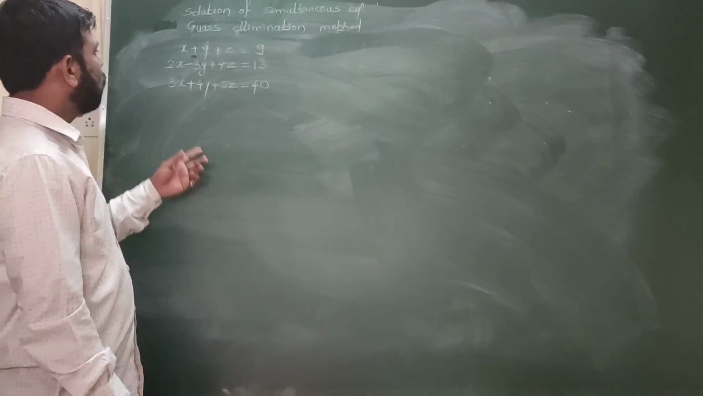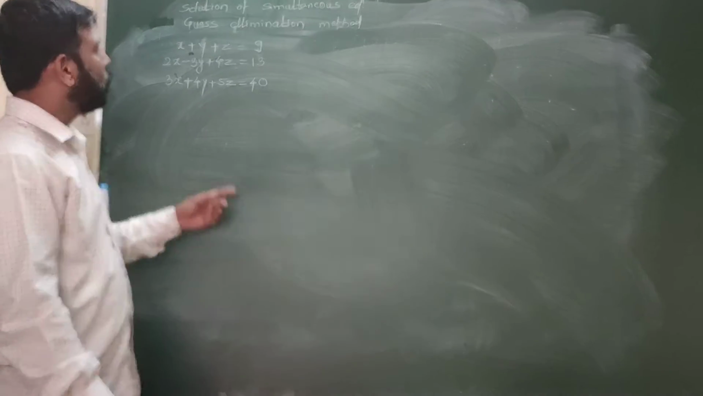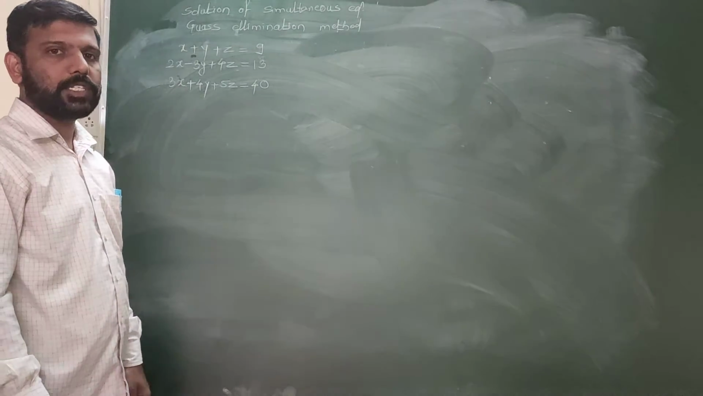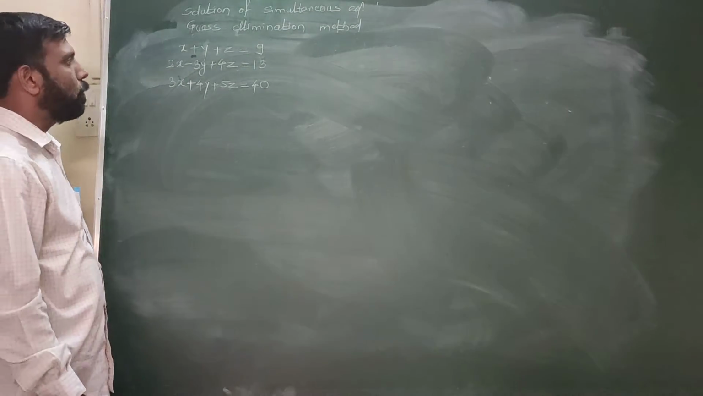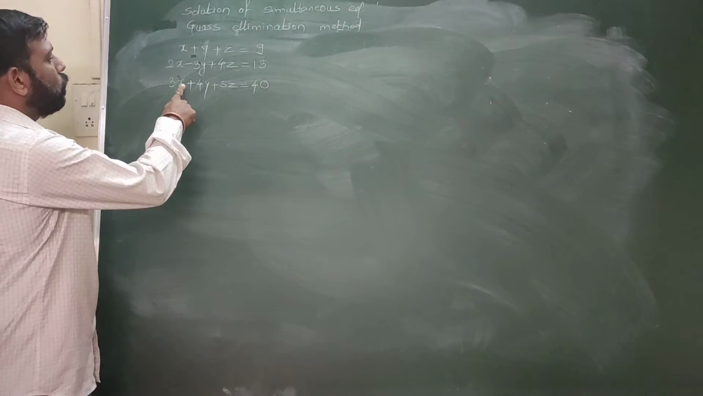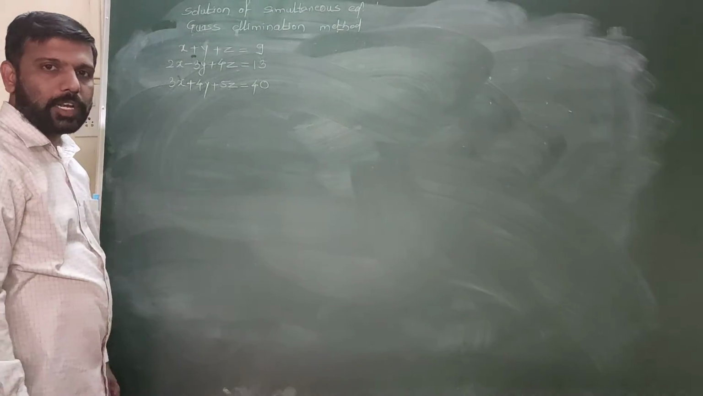Hello friends, we take one example here. This is a system of equations with three unknowns. Three equations with three unknowns, a simultaneous equation. This equation we will solve by using the Gauss elimination method.